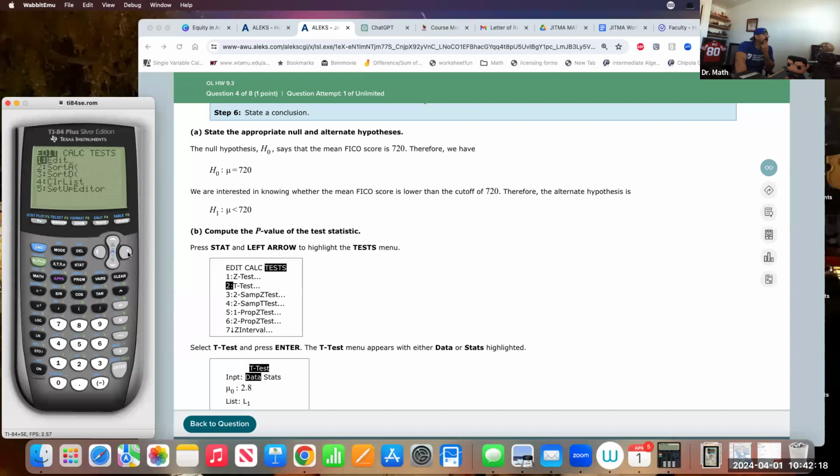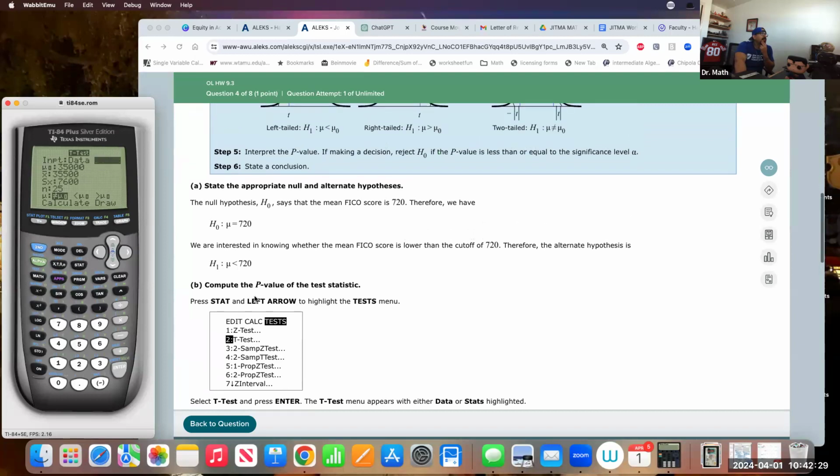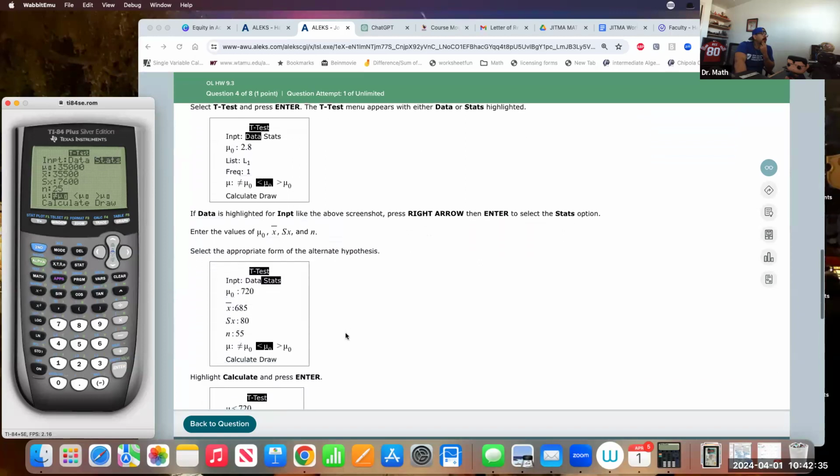So we go to stat, test, t-test, and let's plug everything in. This time, do we have data or stats? We have stats again. So our mu is 720, just to do it with you. Our X bar is 685. Our sample standard deviation we said was 80. Our N was 55. And this time, make sure you choose the one where it's less than. Then we're going to hit calculate.